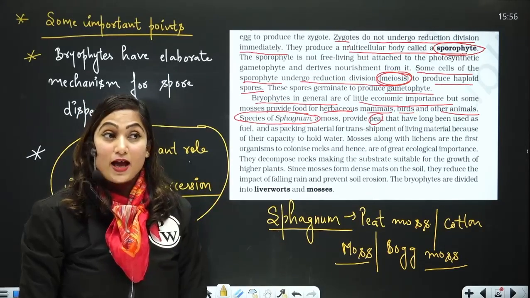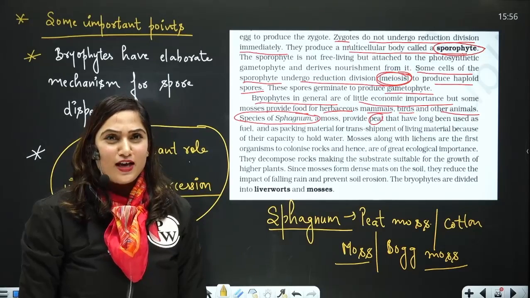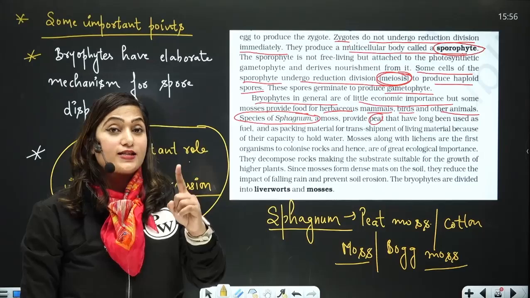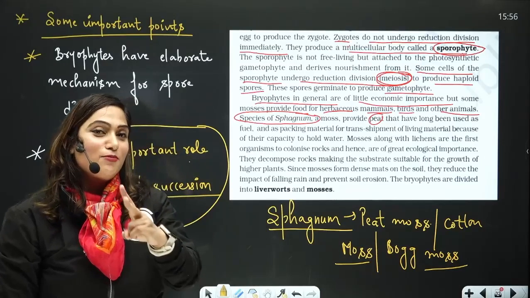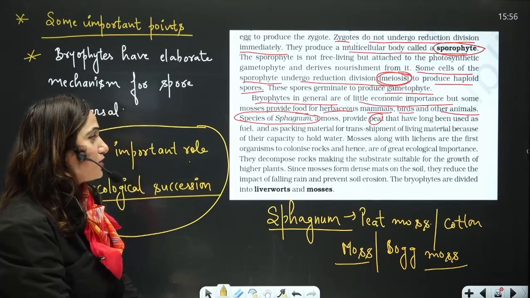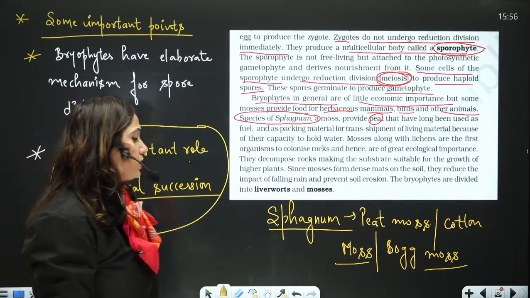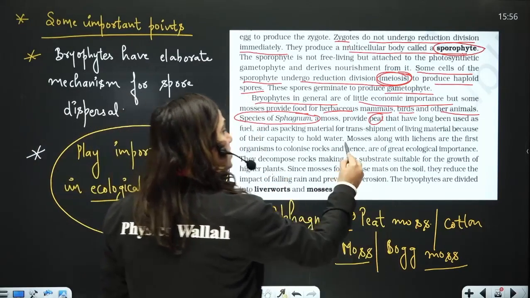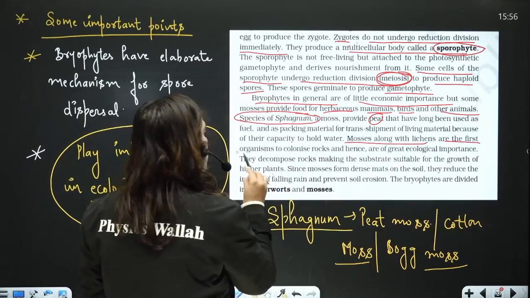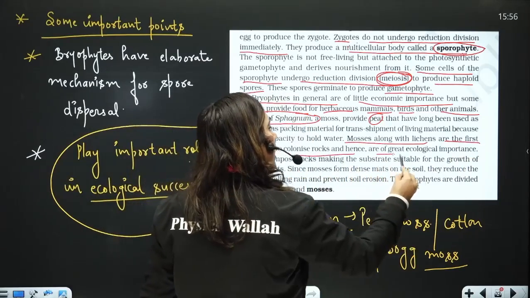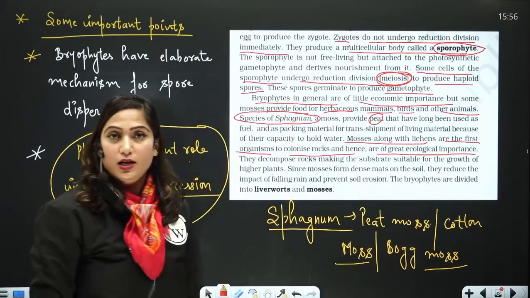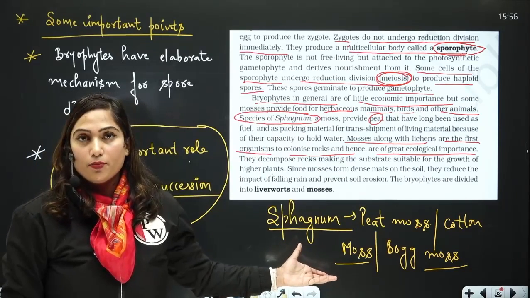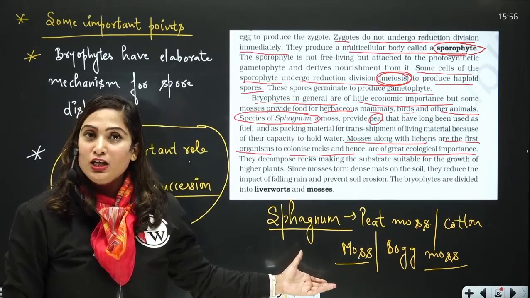So that means sphagnum has a very important economic importance. Clear? It is used as a packaging material and can be used as a fuel. That is why it is called peat moss. Clear? Now what is written here? Mosses along with lichens are the first organisms to colonize rocks and hence are of great ecological importance. What I have just told you is the economic importance. But how are they important ecologically?